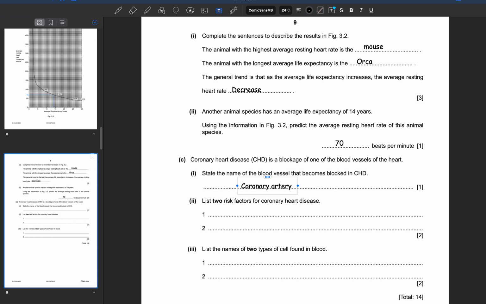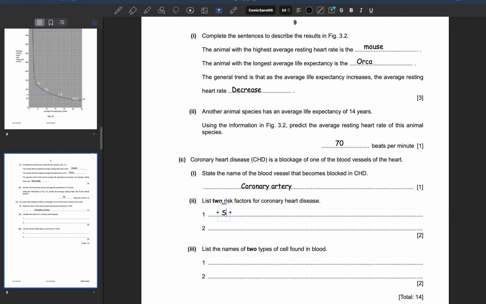Okay. The next one: list 2 risk factors for coronary heart disease. What are the risk factors of coronary heart disease? We have many, but they want only 2 of them. So here the question word is list. Like state, I only have to say the names, without description, without anything. Just state the risk factors.